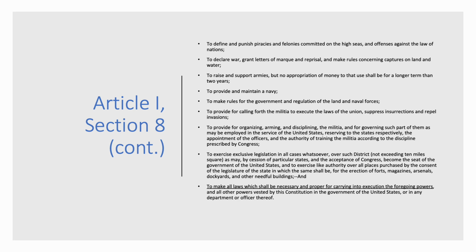And very important, look at the very bottom, to make all laws which shall be necessary and proper for carrying into execution the foregoing powers. So Congress doesn't just have the powers that are listed. They also have implied powers from the necessary and proper clause. They can do anything that is necessary and proper to execute the powers that we've just read.